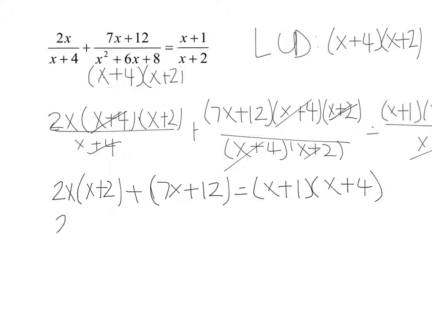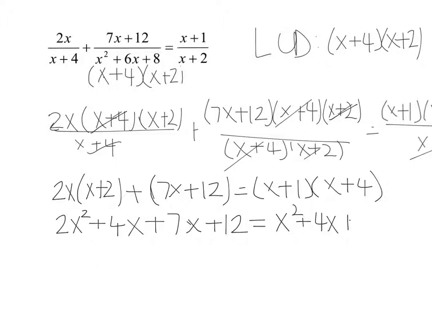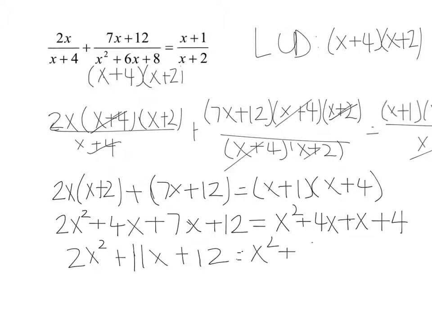We distribute, and we end up with 2x squared plus 4x plus 7x plus 12 equals, and if we distribute our two terms, we end up with x squared plus 4x plus x plus 4. Combining like terms on both sides, we end up with 2x squared plus 11x plus 12 equals x squared plus 5x plus 4.